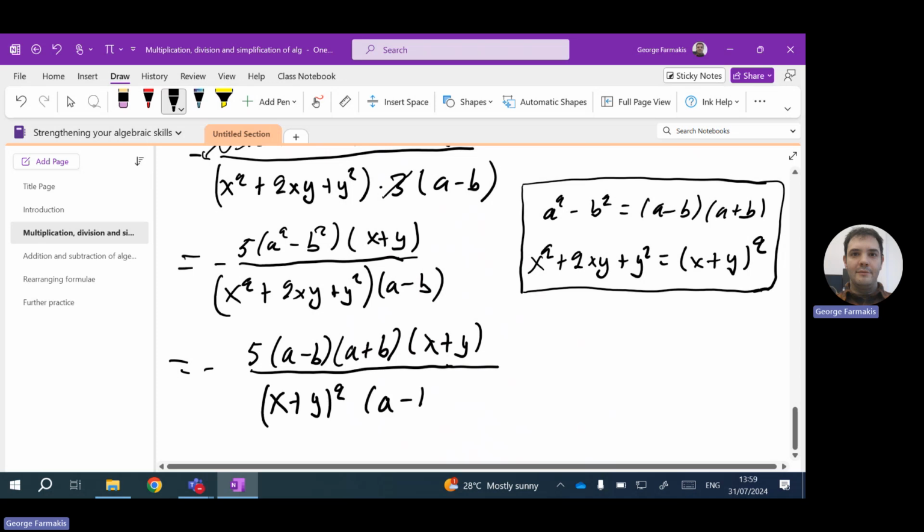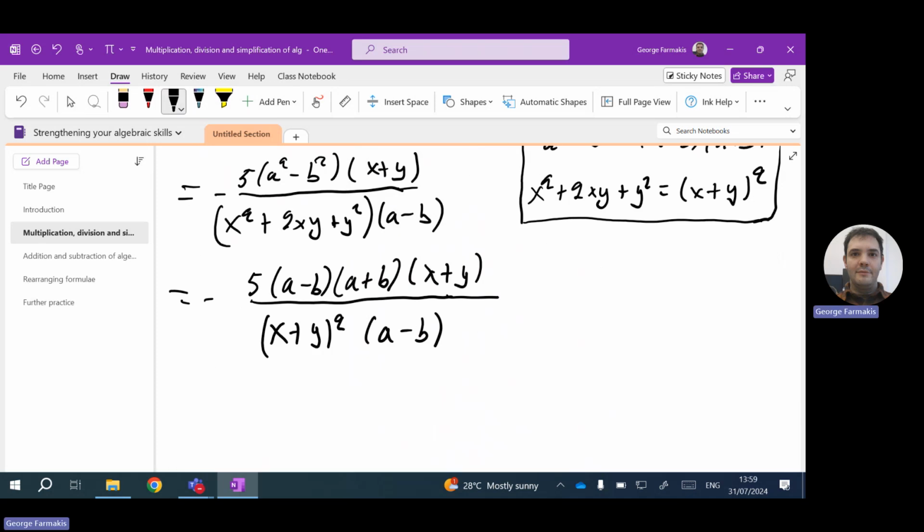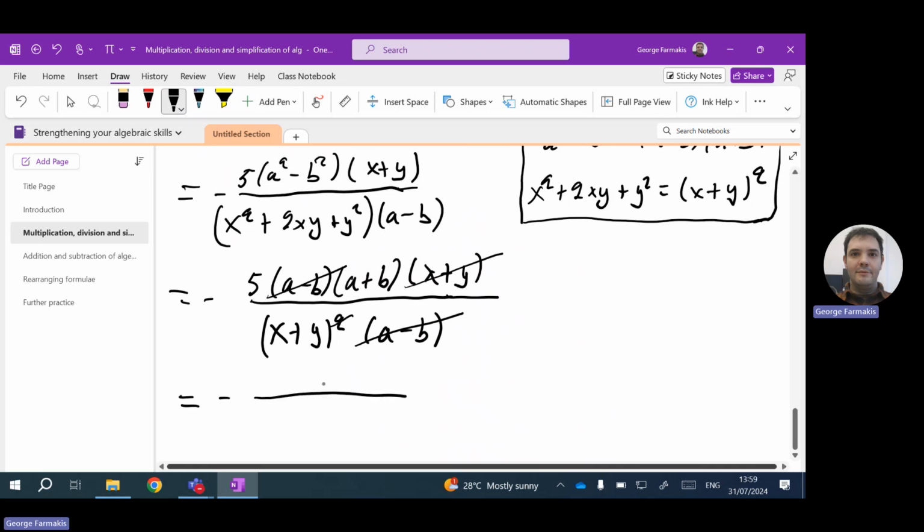And then I have a minus b. So here I can simplify, first of all, a minus b, and x plus y with the square here. So I get minus 5 times a plus b. This is the only term that we have in the numerator, and x plus y.